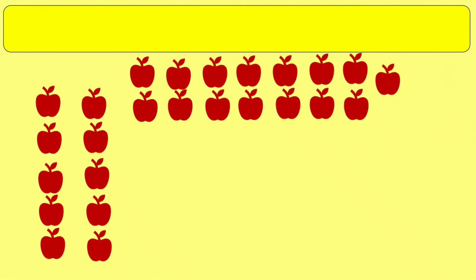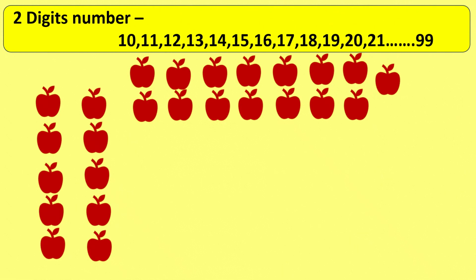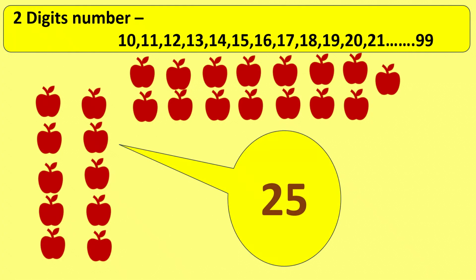Okay, look at the next one, which is a two digit number. Example of a two digit number. Here, how many apples have we already counted? How many are here? It's 25. So 25 is a two digit number. It's a 2 and a 5. Look here. For the 2, put a 1, and for the 5 put another 1.